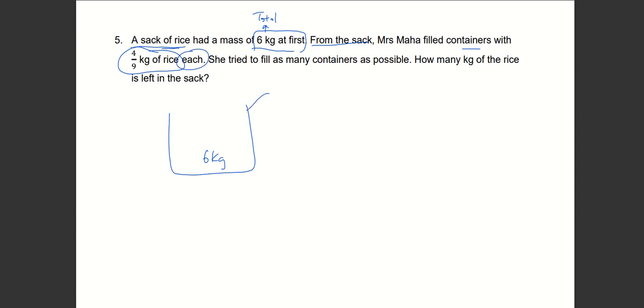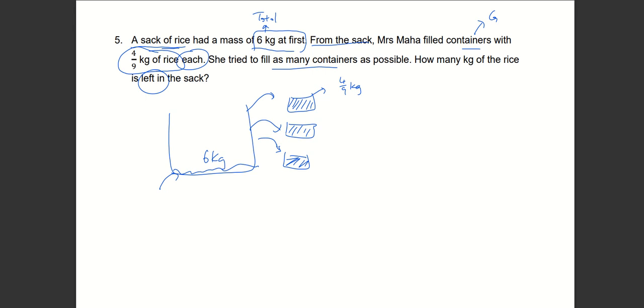4/9 kilograms each. So meaning you take out each, she takes out containers. Each container is 4/9 kilogram of rice if it's filled completely, and she tried to fill as many containers as possible. Then there's some left over in the sack here. So you have containers being the number of groups. So how many containers can she fill? Full containers up to the brim, and with what's left over, how much rice is that left over?